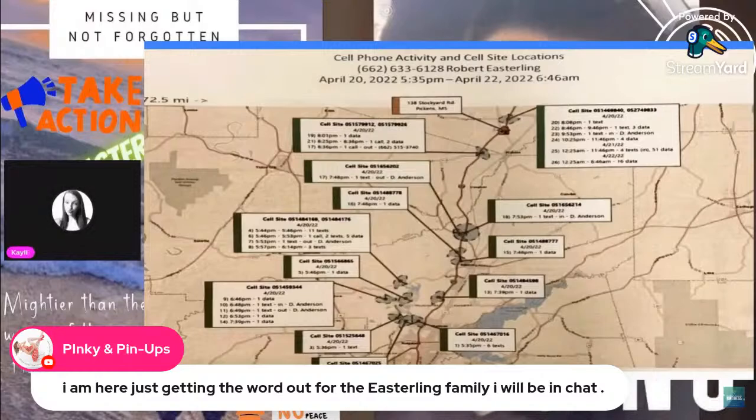Okay, so if you can't see this, it's okay. The next slide is it broken down where I can read it to you, but this is just a mapping of the cell phone towers and the cell phone activity that Alex's phone made from the time that he got the phone, which was at 5:35 p.m. on April the 20th, until the last time the phone pinged, which was on April the 22nd of 2022 at 6:46 a.m.